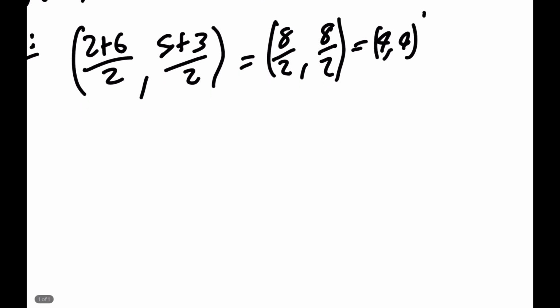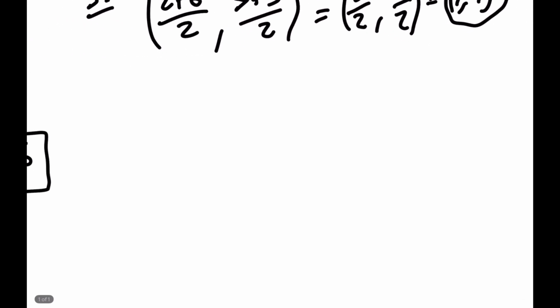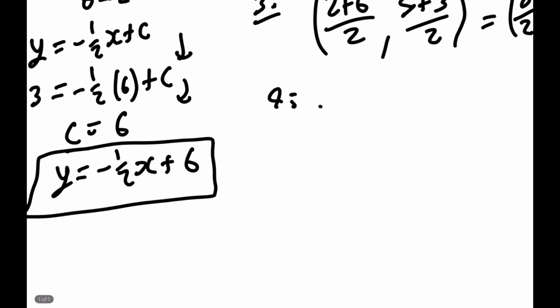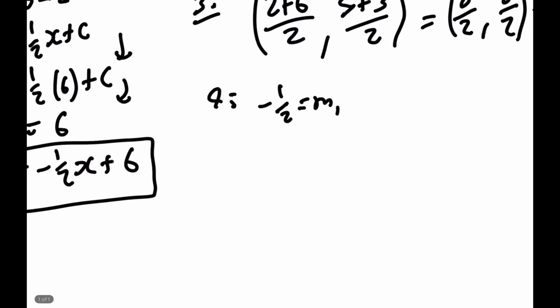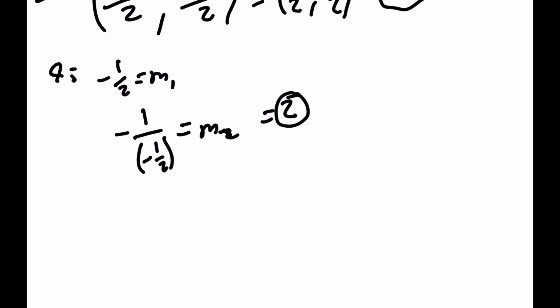And that's the midpoint. And finally, let's find the perpendicular gradient of this graph. So we said the gradient was minus a half, so minus a half is equal to m1. So minus 1 over minus a half is equal to m2, which is the negative reciprocal, which is equal to just 2. And that's it. Let's go on to the equation of a circle.